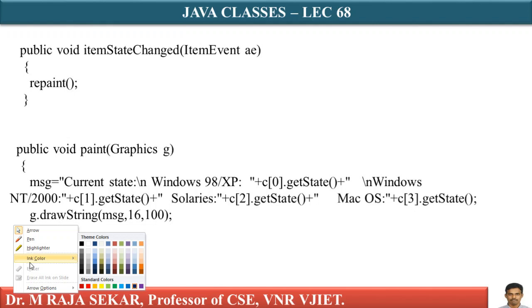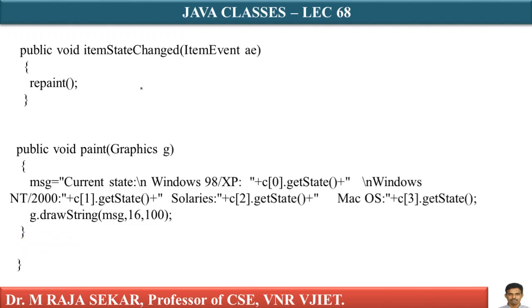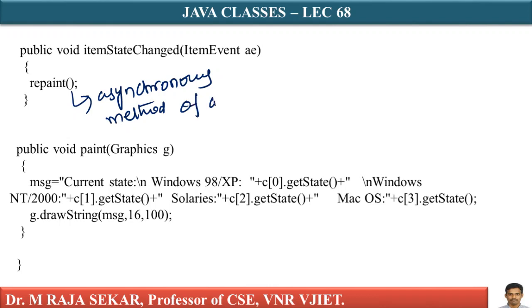The repaint method is an asynchronous method of the applet class. I will discuss about this method later. Time being, just understand it is an asynchronous method of the applet class. I will discuss differences between the paint and repaint methods in my future classes. Time being, just understand the repaint method is an asynchronous method of the applet class.